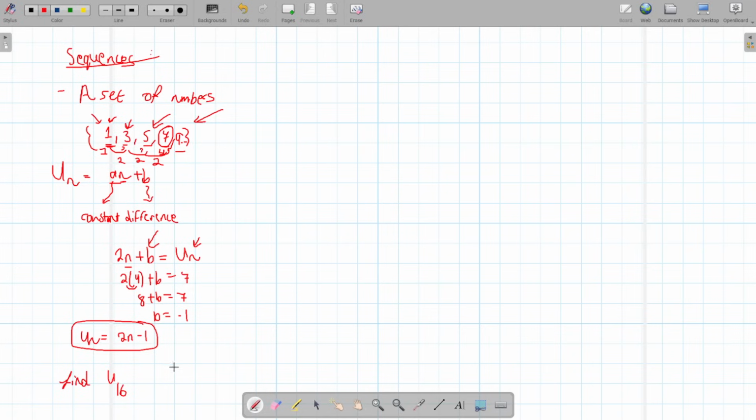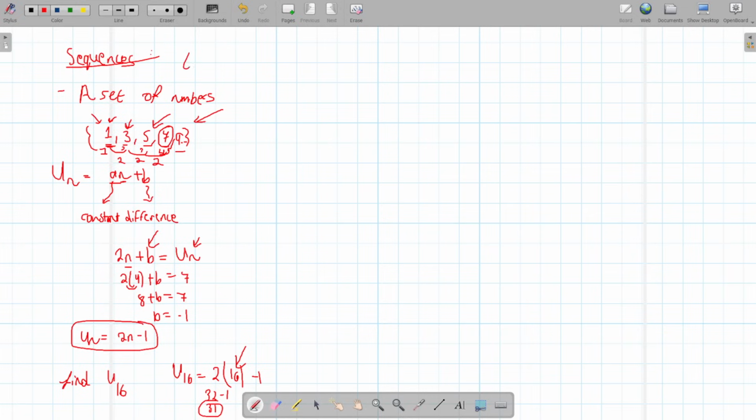How would you do it? You go u of 16 equals 2 times n, n became 16. So 2 times 16 minus 1, you get 32, minus 1, you get 31. So that means your 16th number, if you continued counting in the sequence, would be 31. Okay, that's exactly how you do linear sequences.